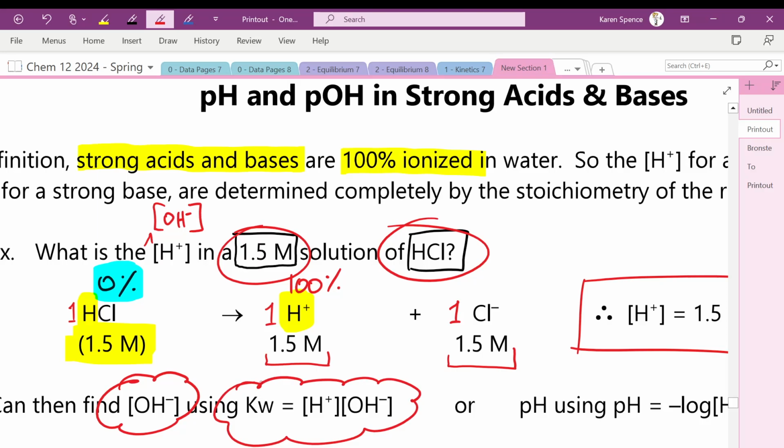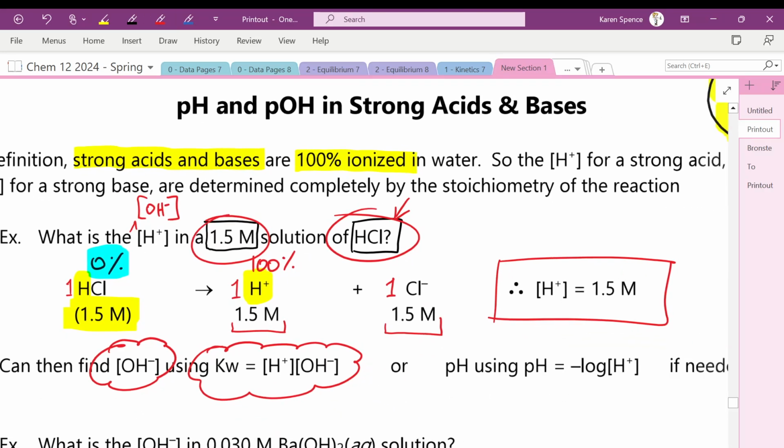Okay, so I can say, what is the hydroxide concentration in this acid? And you find the hydrogen, and then you can find hydroxide. I could also say, what's the hydrogen ion concentration in a base? You would find the hydroxide, and then use Kw to find the hydrogen. Okay? The other thing we can do is find our pH using pH equals negative log of H. You could also find pOH if you had to. It would just be a couple of steps. Okay?